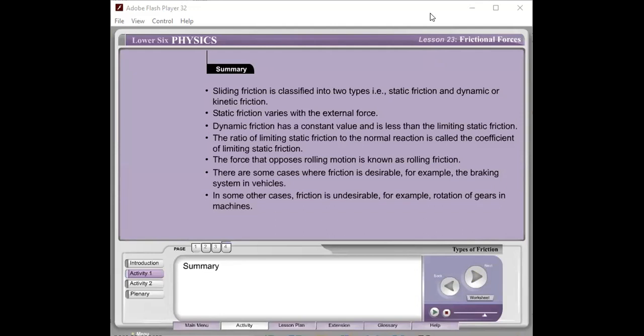There are some cases where friction is desirable, for example, the braking system in vehicles. In some other cases, friction is undesirable, for example, rotation of gears in machines.